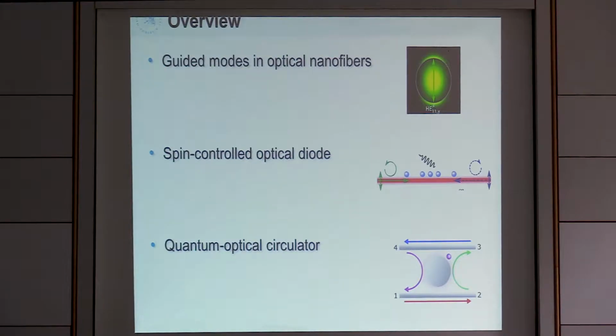This is our experimental platform. Optical nanofibers are cylindrical dielectric waveguides with a diameter smaller than the wavelength of the guided light. Okay? And I will then show you that by coupling spin-polarized atoms to these guided modes, we can realize an optical diode for light, and by then mediating the coupling between a single atom and the waveguide using a micro resonator, we also can realize a quantum optical circulator.